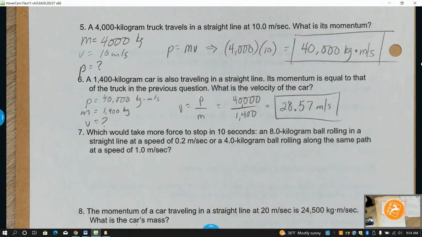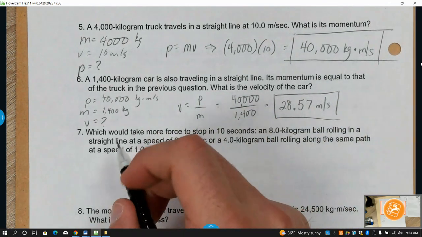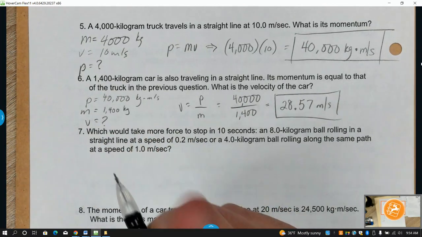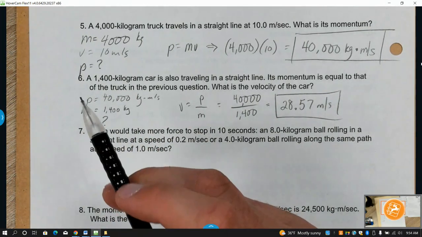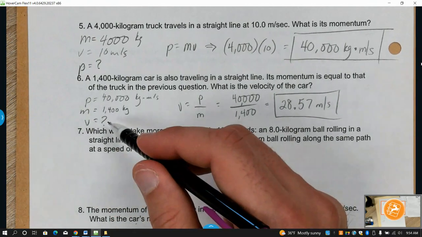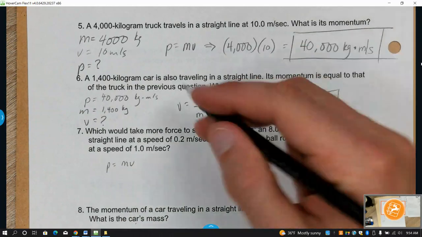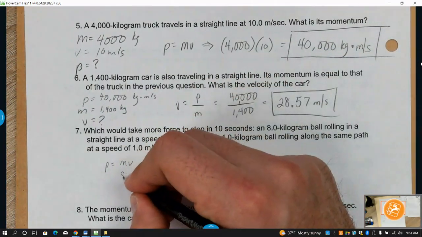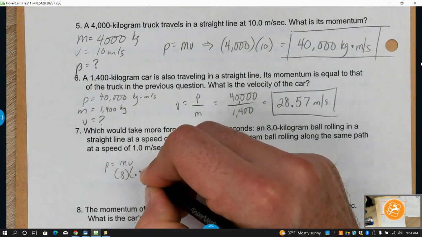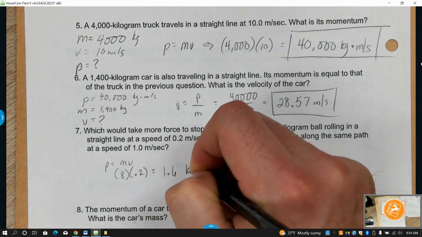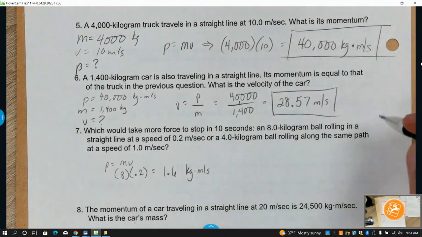The second one? Why the second one? What was the question? Oh, it would be the first one. The first one is heavier. Just because it's heavier does not mean it has greater momentum, though. So if you do mass times velocity for the first one, mass is 8, velocity was 0.2. So this comes out to be 1.6 kilogram meters per second.